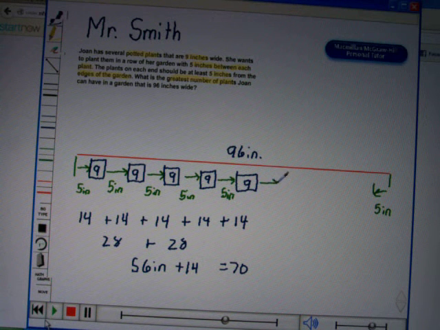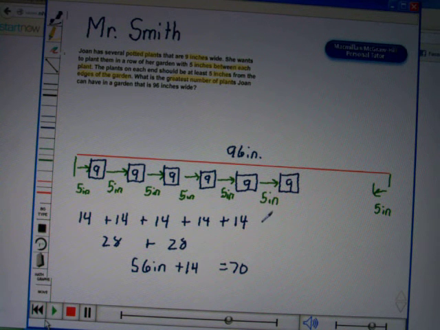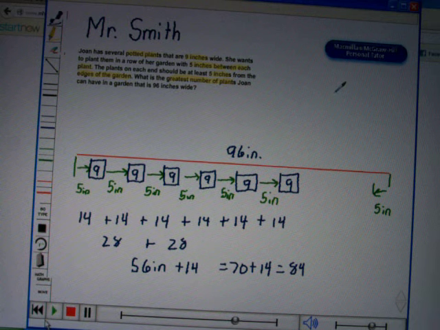Alright, we have room for another one. There's the 5-inch space. Let's plant another plant. Takes up 9 inches. And we've covered 14 more inches. 70 plus the additional 14 inches equals 84 inches. Ooh, I'm getting close now. There are 96 inches, the total length, and we have 84. How much room do we have left?